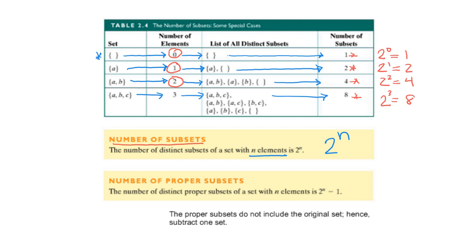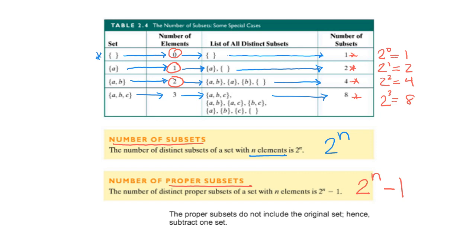If you're looking for the proper subsets, remember the condition for proper subset. It says the first set must be a subset of the second set. The second condition is that they cannot be equal. So if they are equal, what we have to do is use this subtract 1. Let's say 2 to the n, minus 1 is subtracting the one set where they're equal.